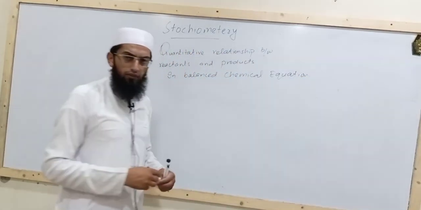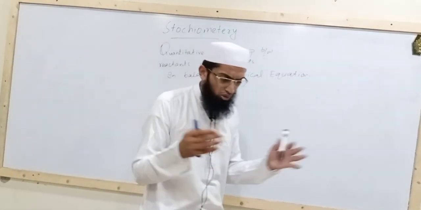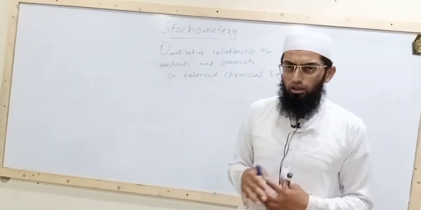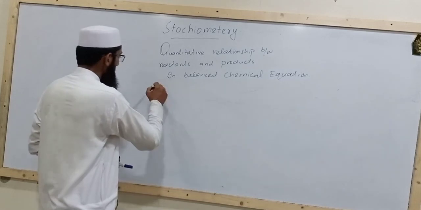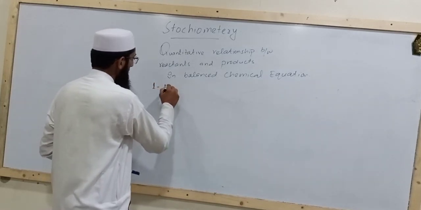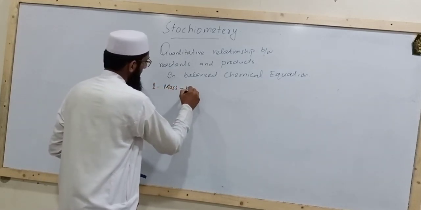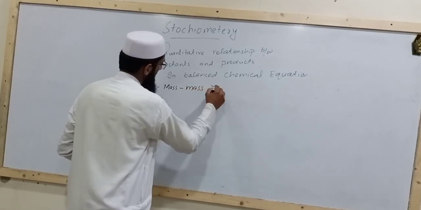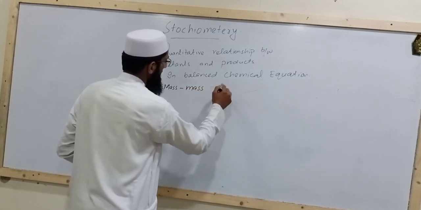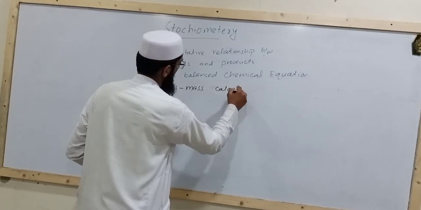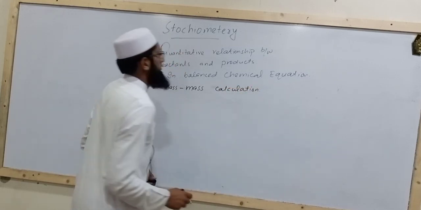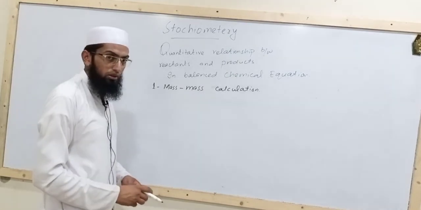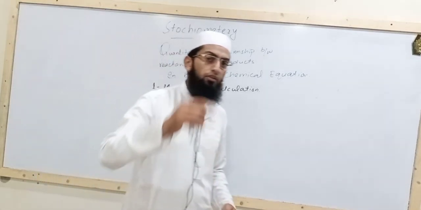There are three types of calculation we can do, and we'll do one by one. Let's take it. First is the mass to mass ratio, or mass to mass calculation, you can say. If we know the mass of one substance, we can find the mass of another.